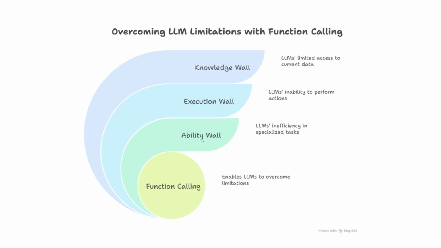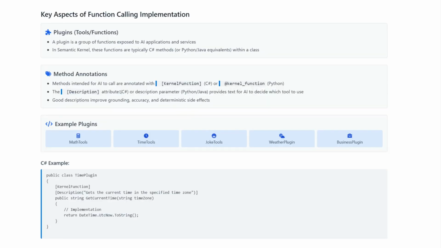And finally, the ability wall. While LLMs are good at general tasks, they may be less efficient for specialized calculations or complex processing. With function calling, we can delegate these tasks to external tools like a complex math library. In Semantic Kernel, we call these external tools plugins. A plugin is a group of functions, typically C# methods, that are exposed to our AI application.